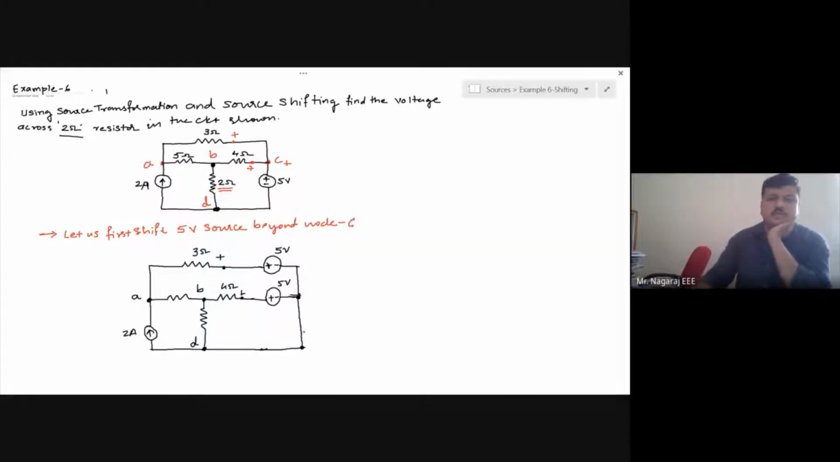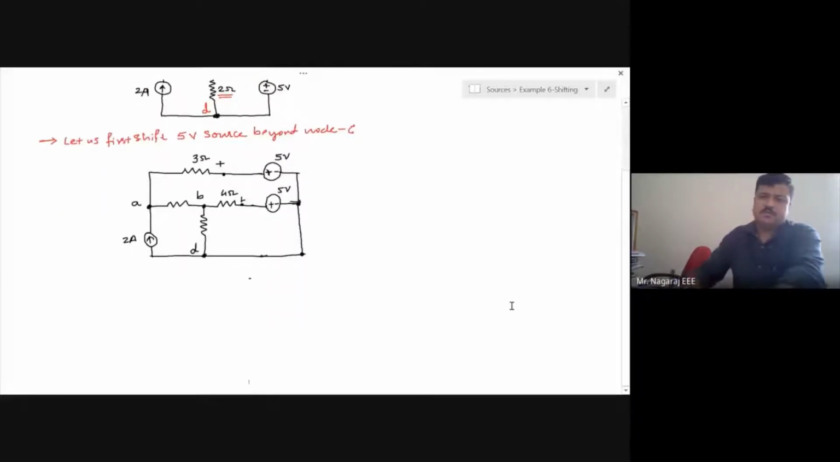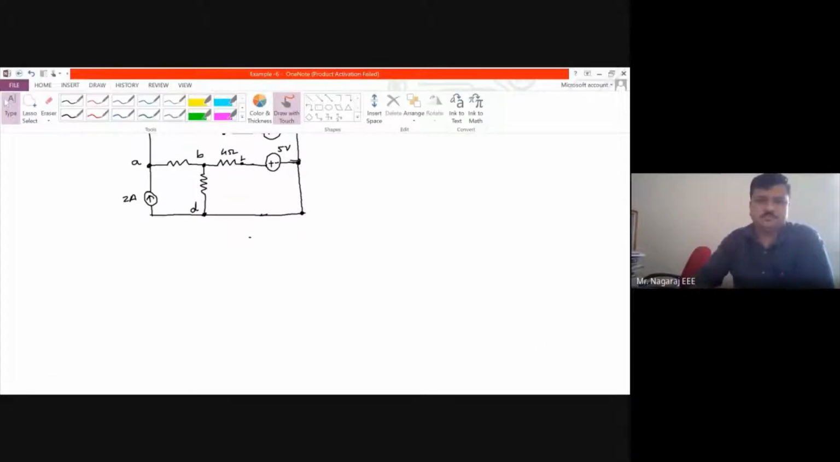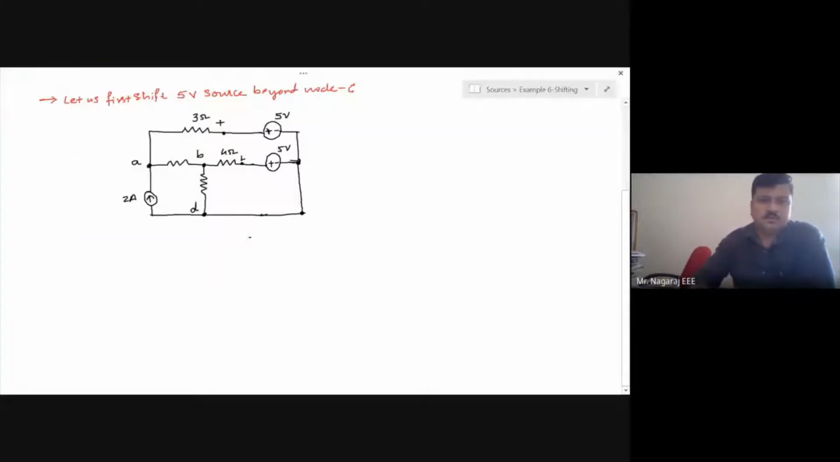Now this is the circuit after the source shifting is done. But still this circuit will not yield any solution directly. Now observe, there is a current source of 2 amperes which can also be shifted across the branches connected to that source.